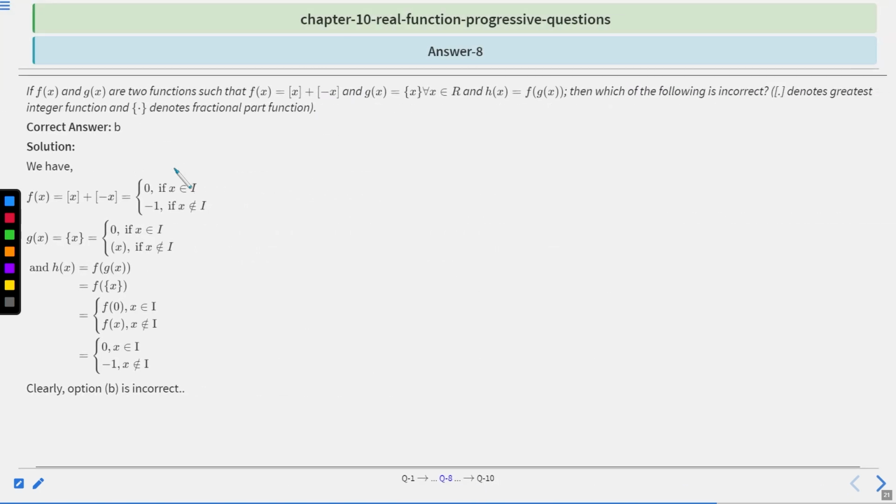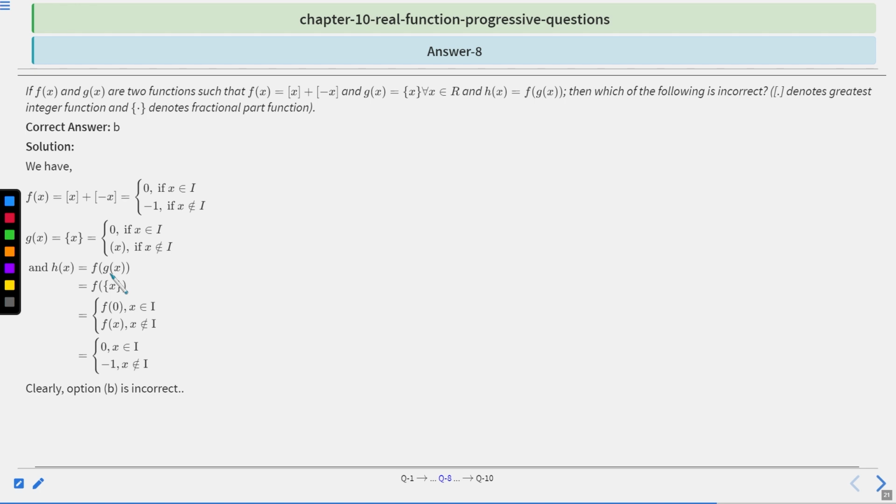Move to the solution part. We have f(x) equal to the greatest integer function of x plus the greatest integer function of minus x, which will be 0 if x belongs to integer and minus 1 when x does not belong to integer, as we know this. And g(x) is basically the fractional part of x, which is 0 if x belongs to integer and x if x does not belong to integer.